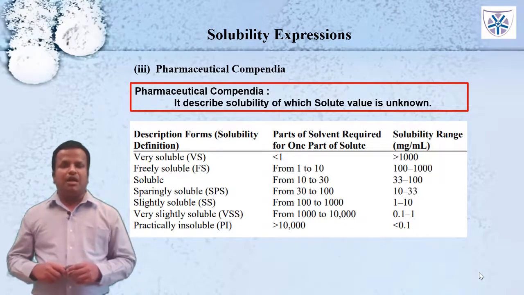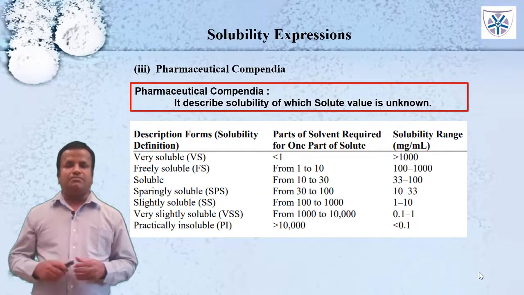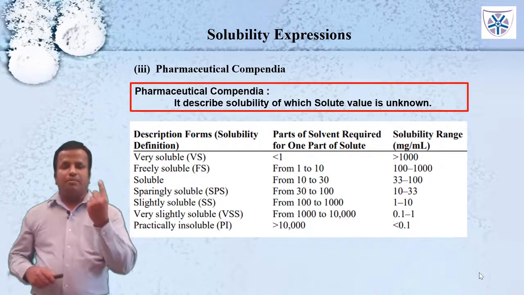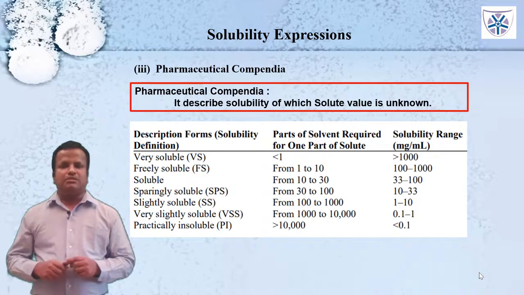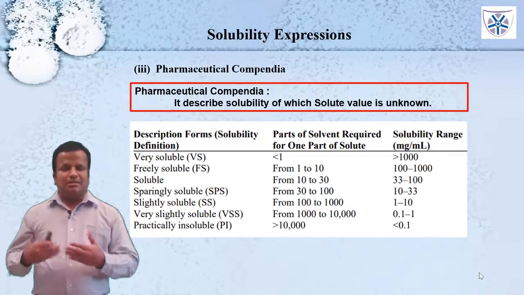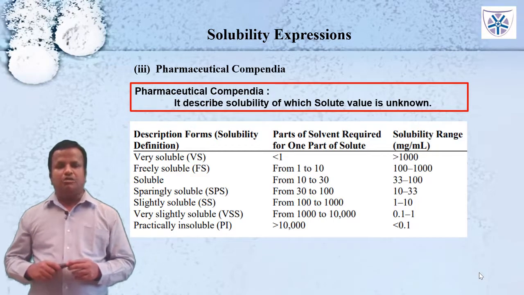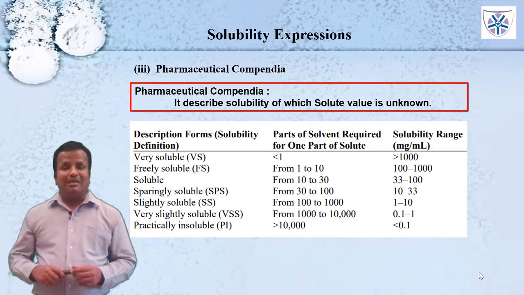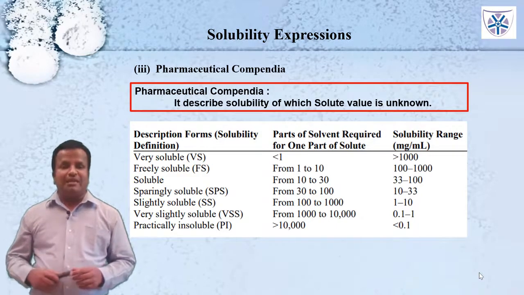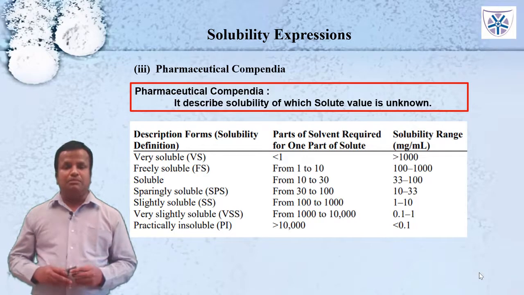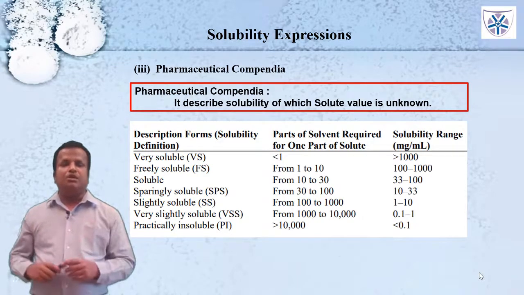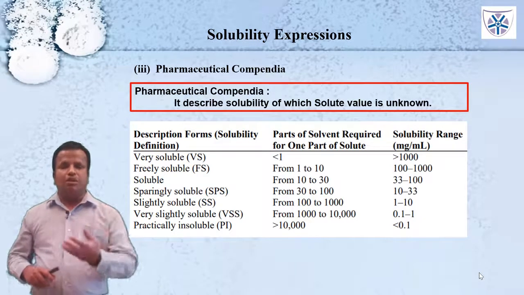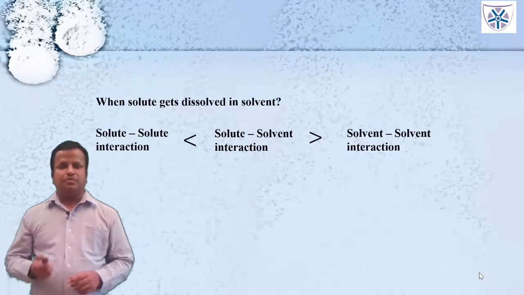For example, very soluble means less than 1 part of solvent required for 1 part of solute. The next is 1000 milligram of compound in 1 ml of solvent, and in the same way, freely soluble, soluble, sparingly soluble, slightly soluble, very slightly soluble, and practically insoluble. These are the terminologies people are using for the different ranges of solute soluble in the given solvent.